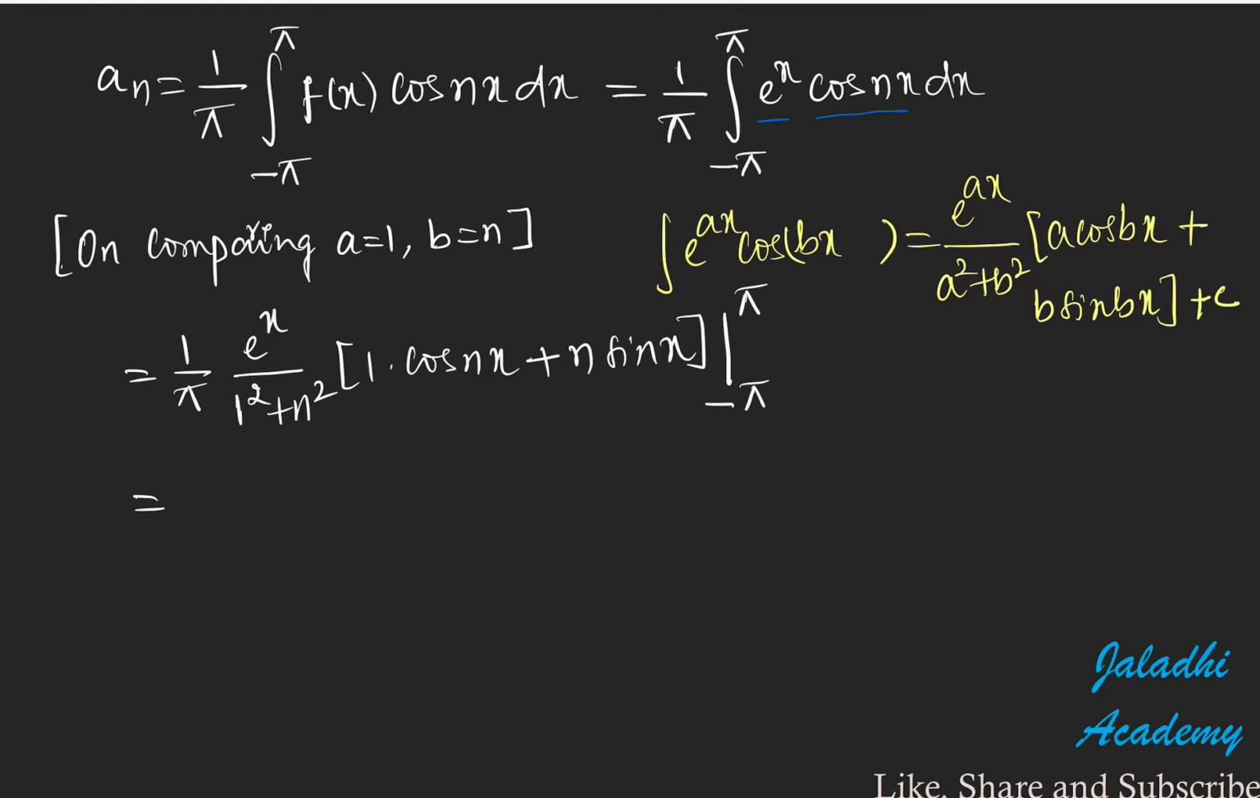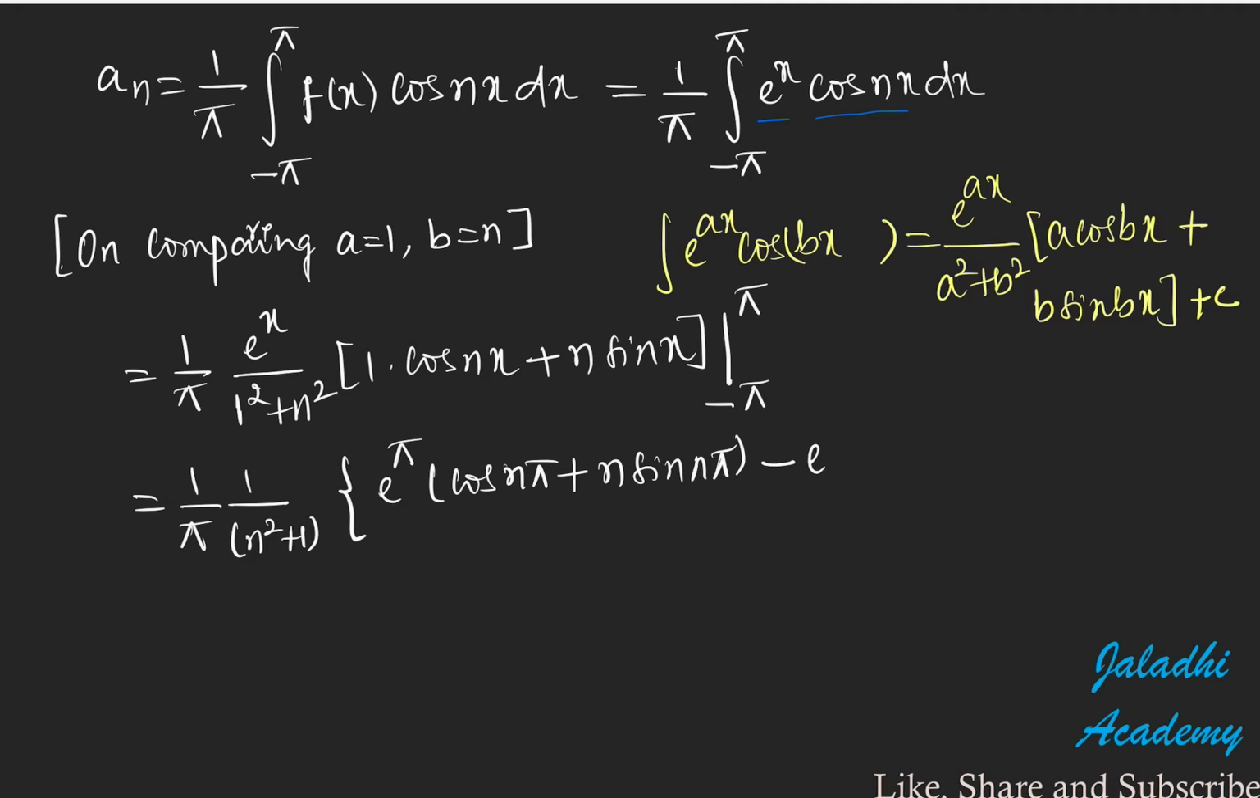Now replace x by the upper limit. 1 by n square plus 1 is a constant, we can take it out. So replace x by the upper limit, meaning e power pi cos n pi plus n sin n pi, minus, replace x by the lower limit, that is minus pi, we get e power minus pi cos n pi minus n sin n pi.